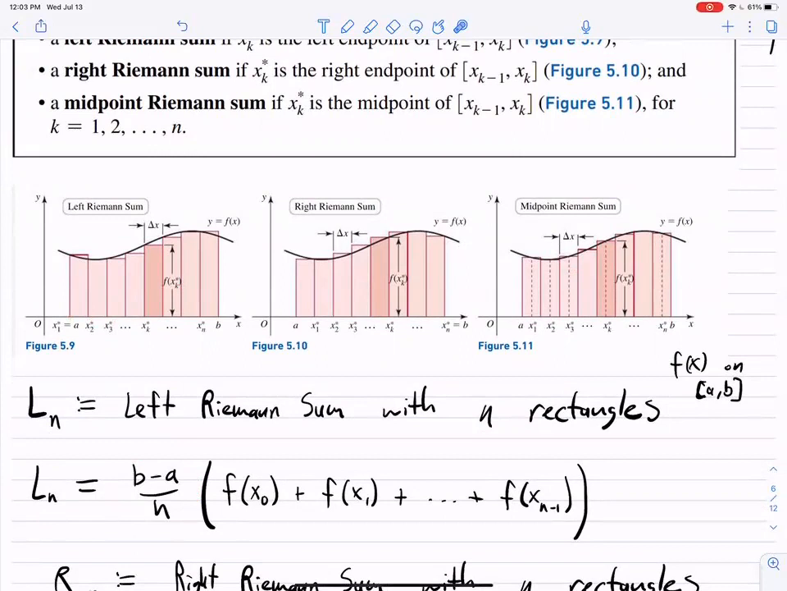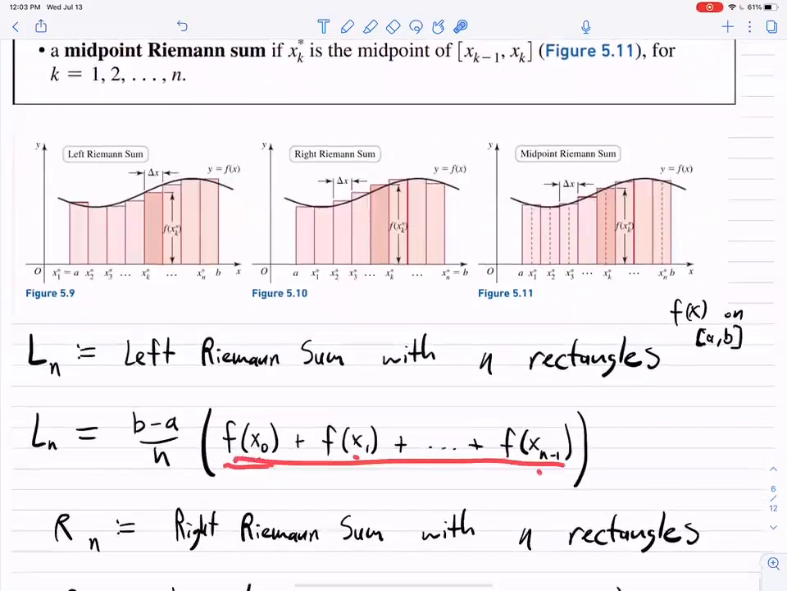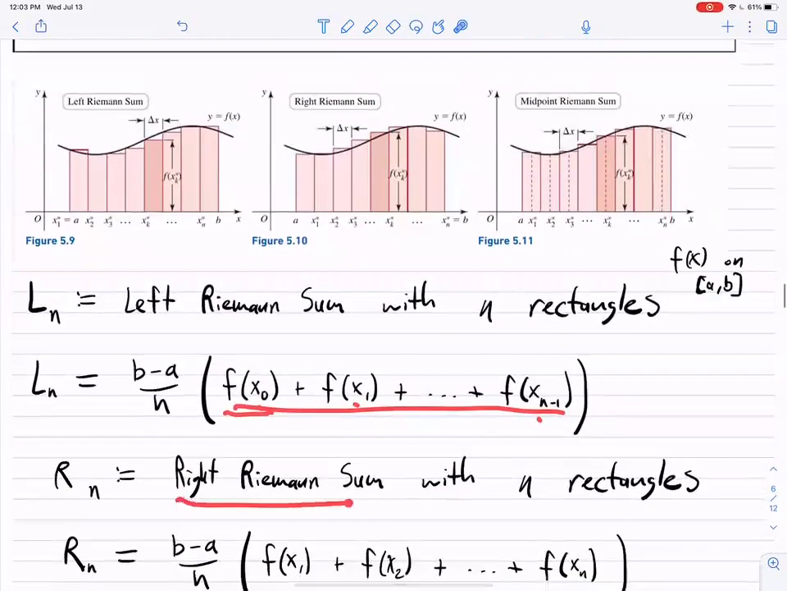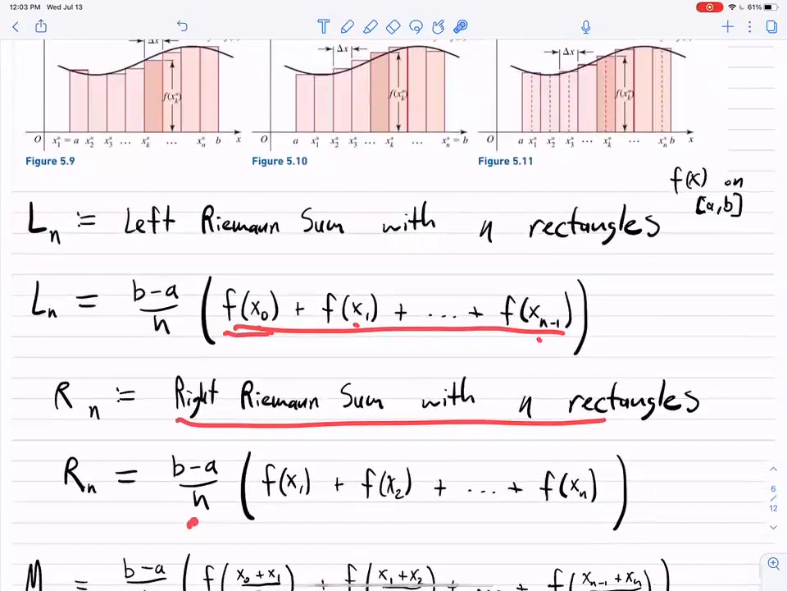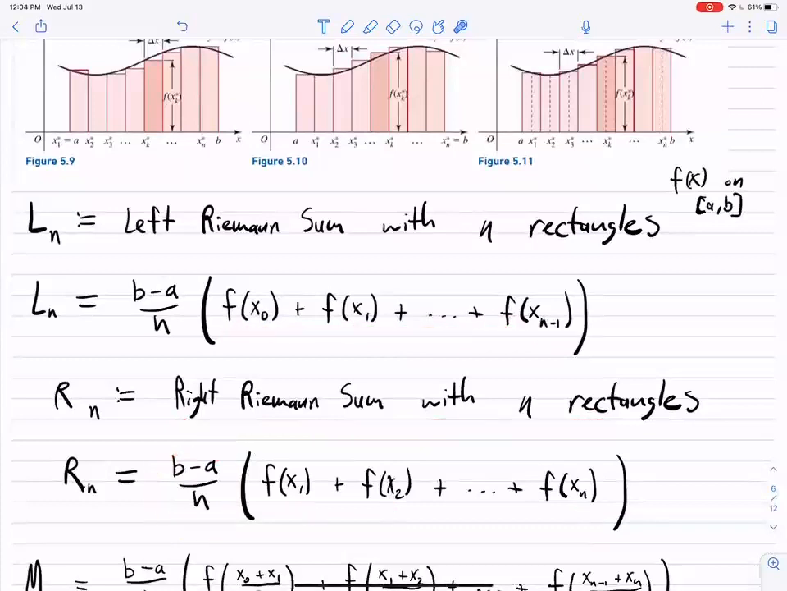So the left endpoints will be x sub 0, x sub 1, all the way to x sub n minus 1, because those are the left endpoints of our intervals. The right Riemann sum has this formula, same width, and we're picking the right endpoint. So it's the function value of x1, x2, up to xn. You'll notice that the left one starts at x0 and ends at n minus 1, because we're picking the left endpoints, while the right one starts at x1 and ends at n, because we're picking the right endpoints.